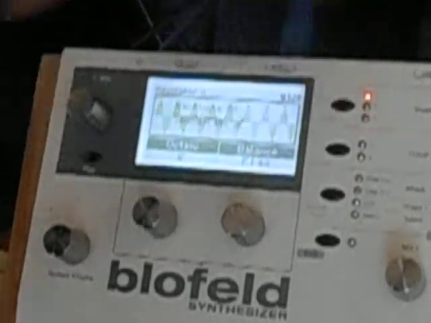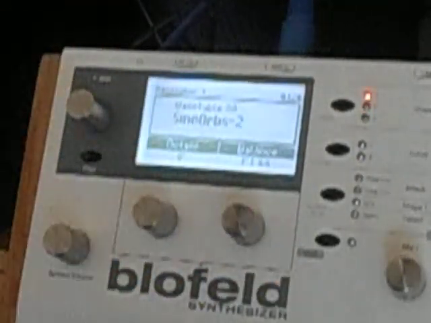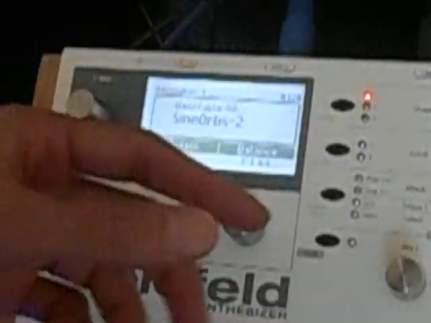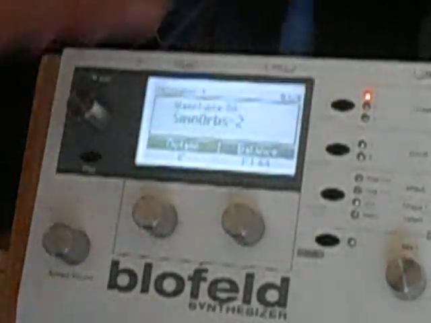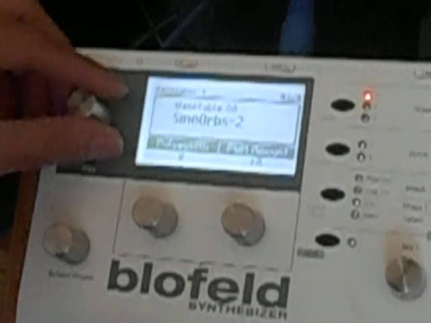So that's sine orbs 2. The dash 2 means there's a 2 part. So there's a 1 cycle part and there's a 2 cycle part. And that's because it splits into 2 sections. From 0 to 63 is the 1 part, and from 64 on up, that's the 2 part, the second part, which is the 2 cycle.